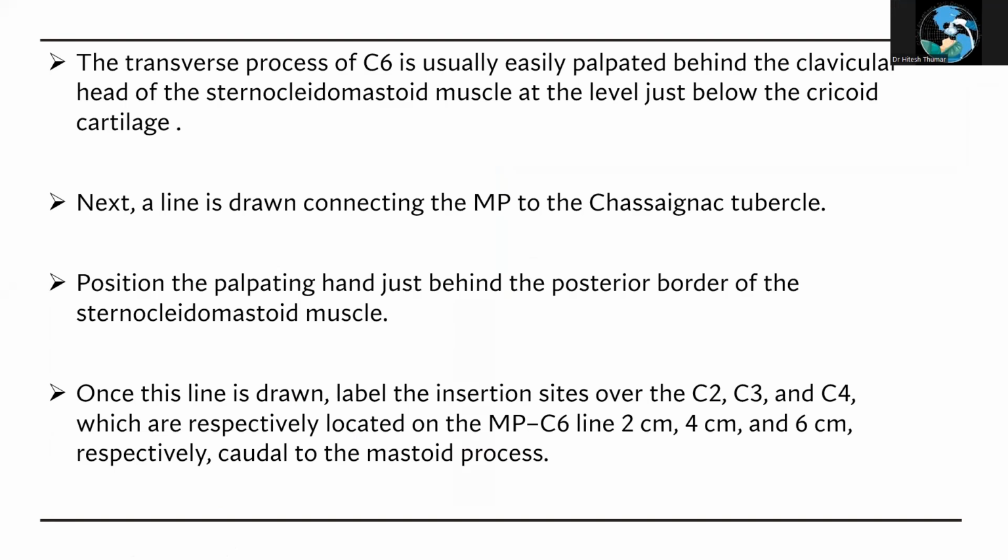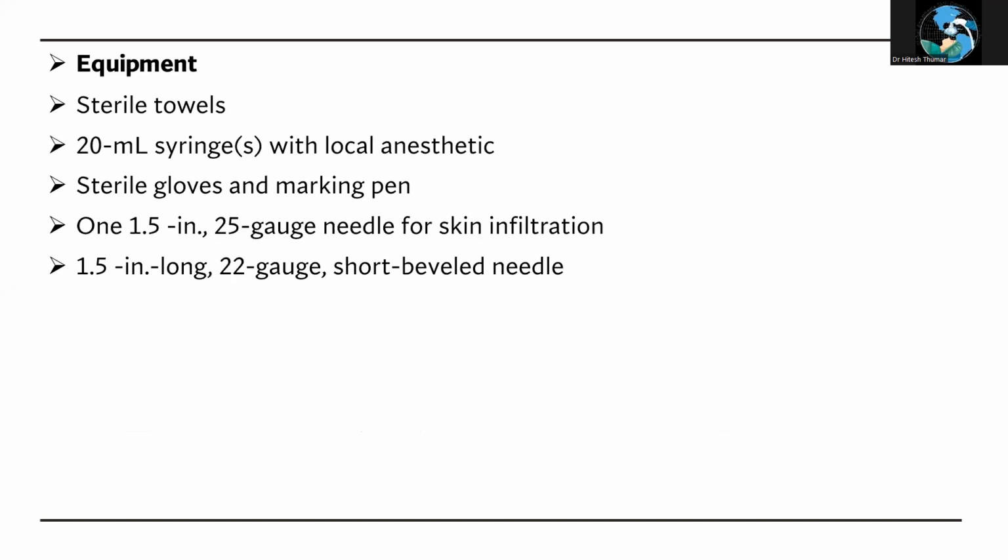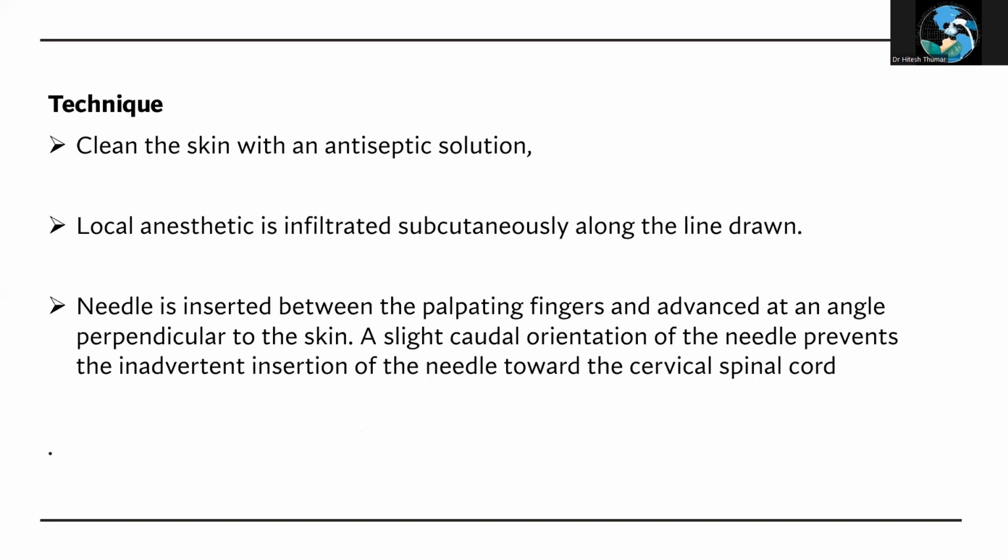Once this line is drawn, label the insertion sites for C2, C3, C4, which are respectively located on the mastoid process to C6 line, 2 cm, 4 cm, and 6 cm caudal to the mastoid process. The equipment is regular regional anesthesia equipment that we must keep with us. The technique is you must clean the skin with antiseptic solution. Local anesthesia is infiltrated subcutaneously along the line, and the needle is inserted between the palpating fingers at an angle perpendicular to the skin.